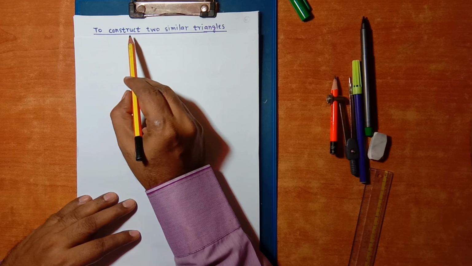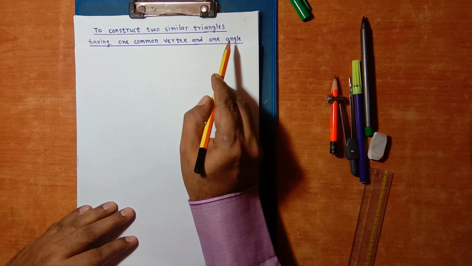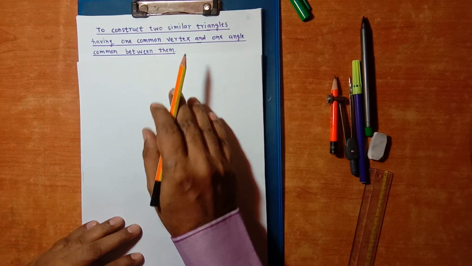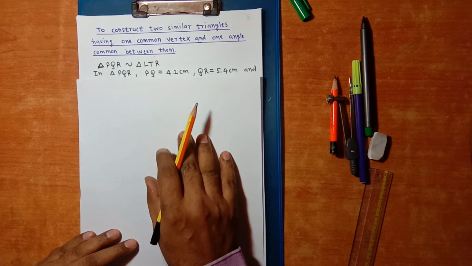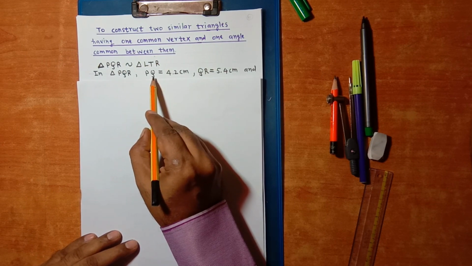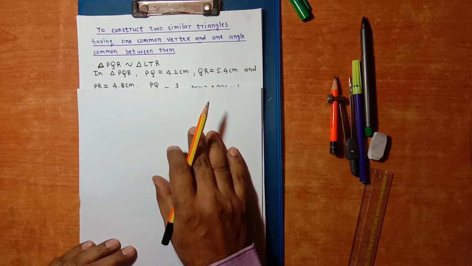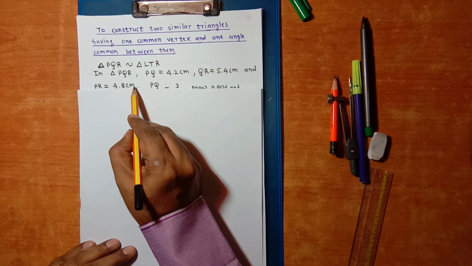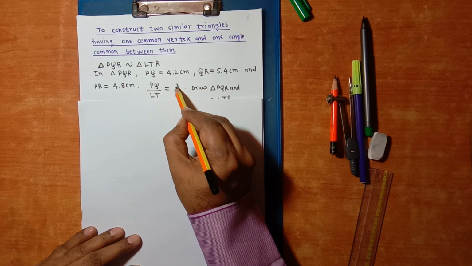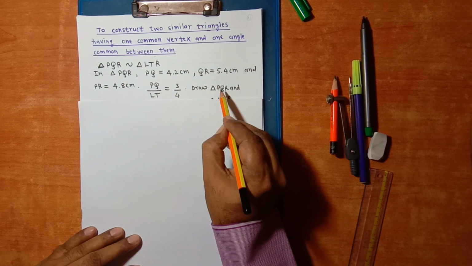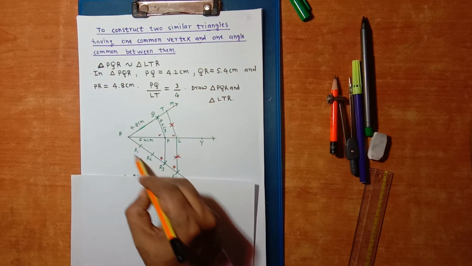Now we will construct two similar triangles having one common vertex and one angle common between them. Here triangle PQR is similar to triangle LTR. In triangle PQR, PQ is 4.2 cm, QR is 5.4 cm and PR is 4.8 cm. The ratio of their corresponding sides, that is PQ to LT, is 3/4. Draw triangle PQR and triangle LTR. Now this is the rough figure.